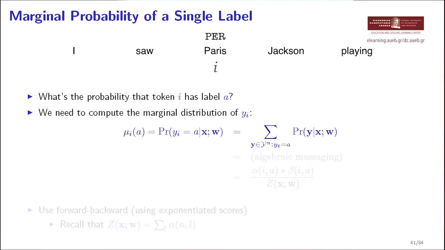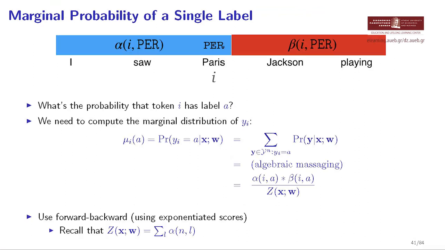Now, in our case, because our distribution is over sequences, this involves summing over sequences. We do some massaging here, and it's beautiful to discover that this quantity, the sum of products, is the product of alpha, the forward quantity at position i with a, times the backward quantity of i and a. This is the picture. This is what we want.